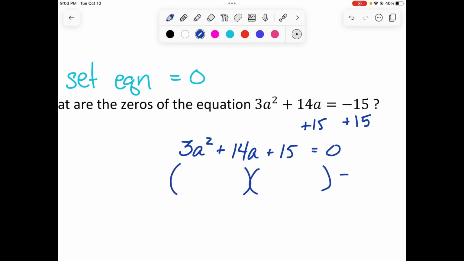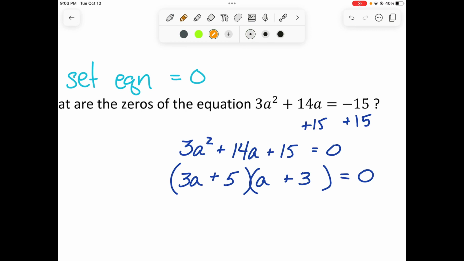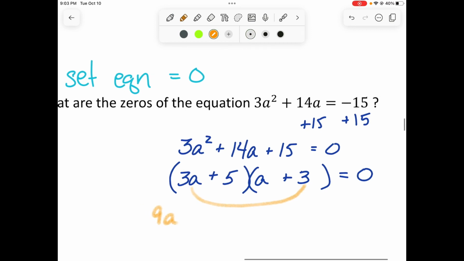All right, you should have factored. Make sure you didn't drop the equals 0. Because a is 3, we know we have 3a and a. And then I need factors of 15. So 3 and 5, and I'm going to put the 3 over here and the 5 here, and they are all positive. If you're thinking, I have no idea how that happened: 3a times 3 gets me 9a, 5 times a gets me 5a, and when I add those, I get my middle term of 14a.